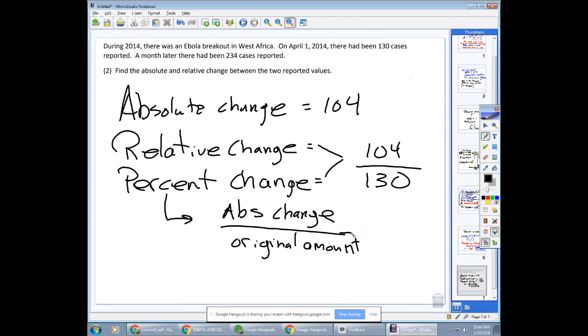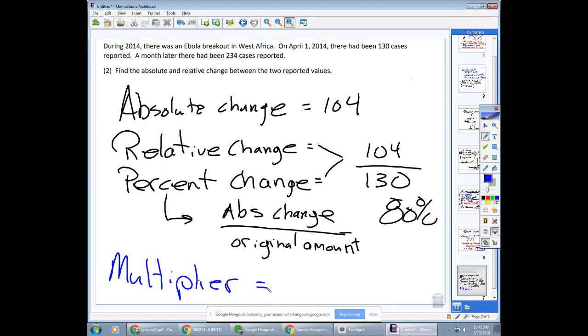Could you say here that we almost doubled the amount of cases in 1 month? What's our growth multiplier here? So the relative change is 80%. What's our multiplier? How do we calculate multipliers? We went up by 80%.